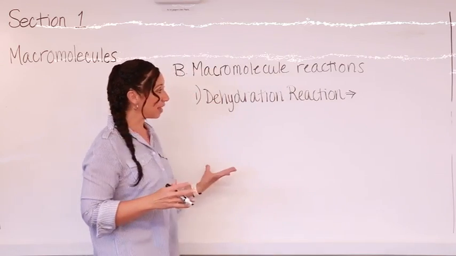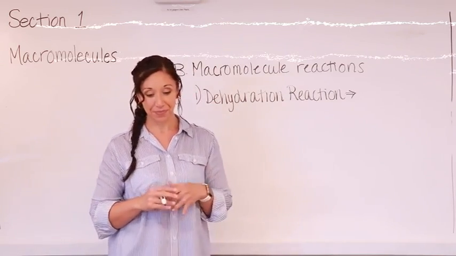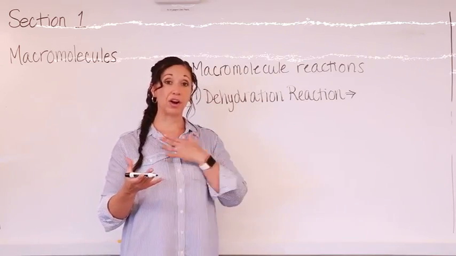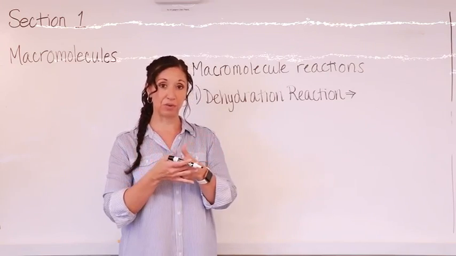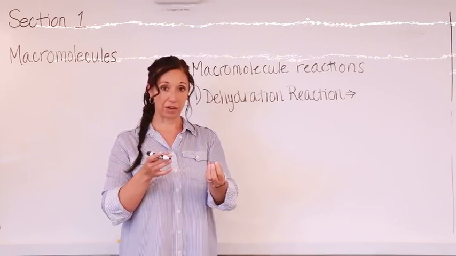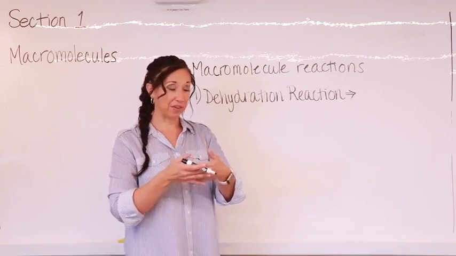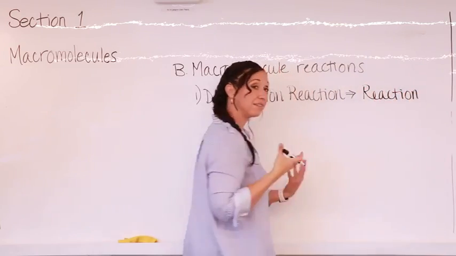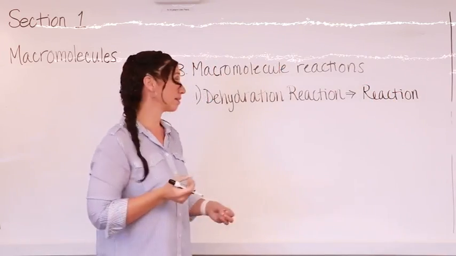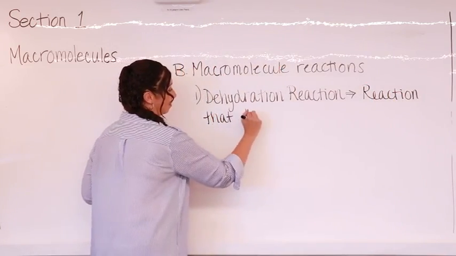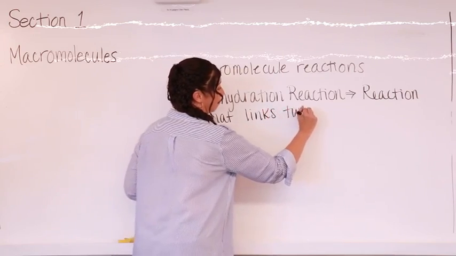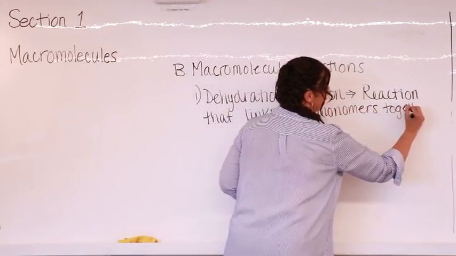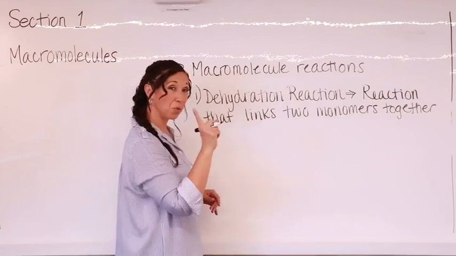So when you're thinking of a dehydration reaction, here is the definition. It's essentially a reaction between two, in our case for macromolecules, a reaction between two monomers that will remove water and links these two monomers together. So it's a reaction that links two monomers together by removing one molecule of water.